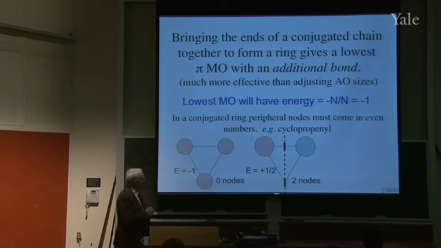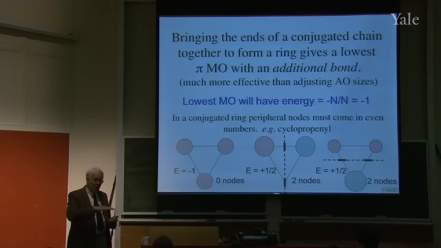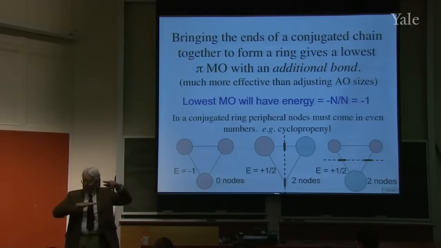But the other aspect of that, I was going to say the flip side, is that you get another way of doing the same thing. So you can get two nodes here. You can also get two nodes that way. So there are two different ways to get two nodes, right? So you have a lowest one with no nodes, and then there's a pair with two nodes, right?